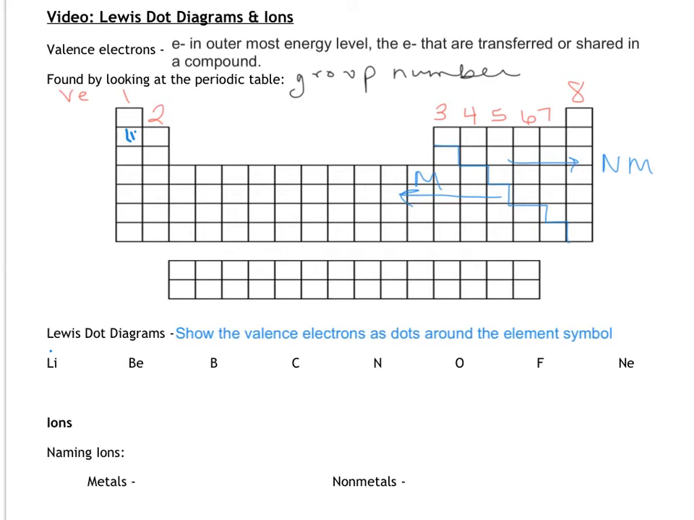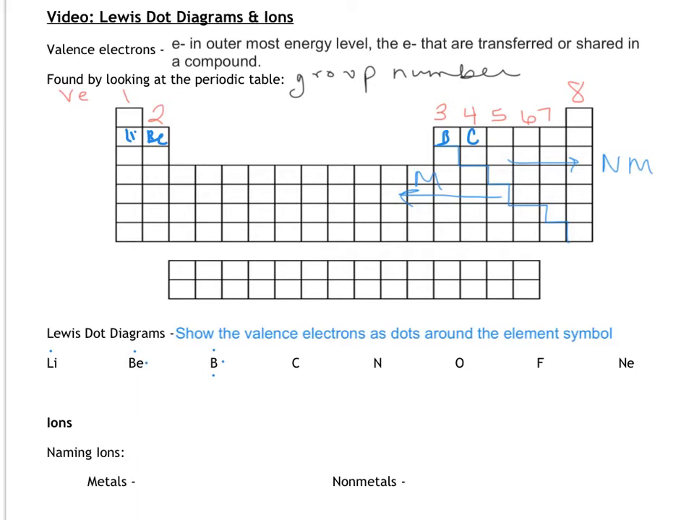Beryllium is in group 2, and so it has 2 valence electrons. Now we want to put each one by itself first before we pair them up. So beryllium has 2. Boron is in group 3. It has 3 valence electrons, 1, 2, 3.